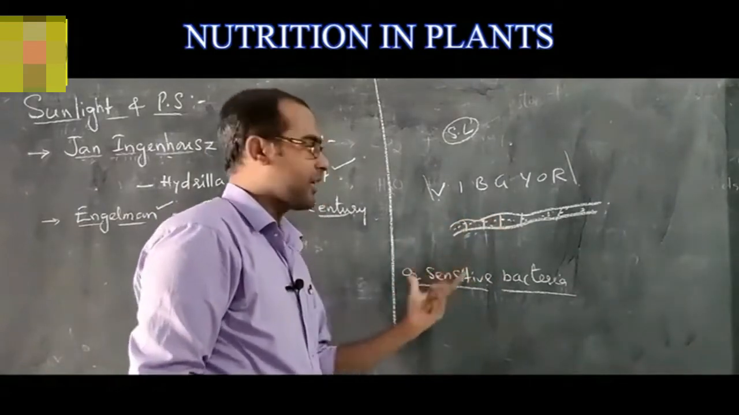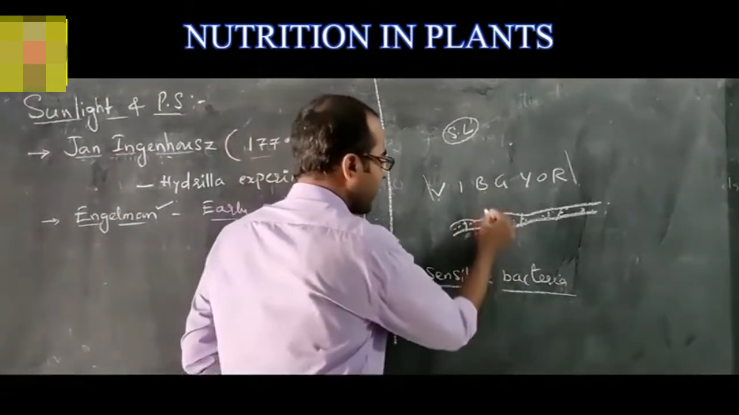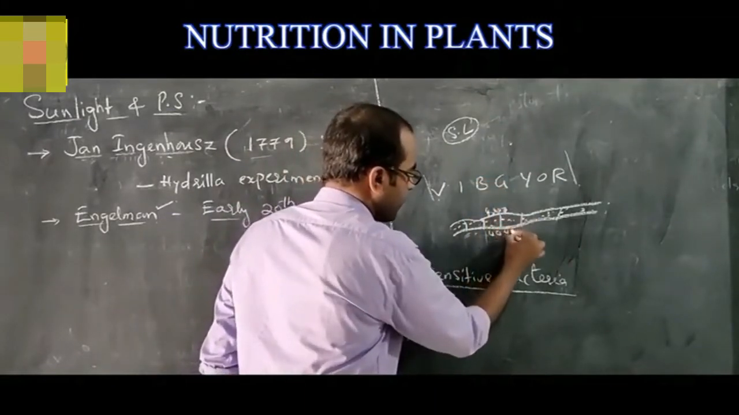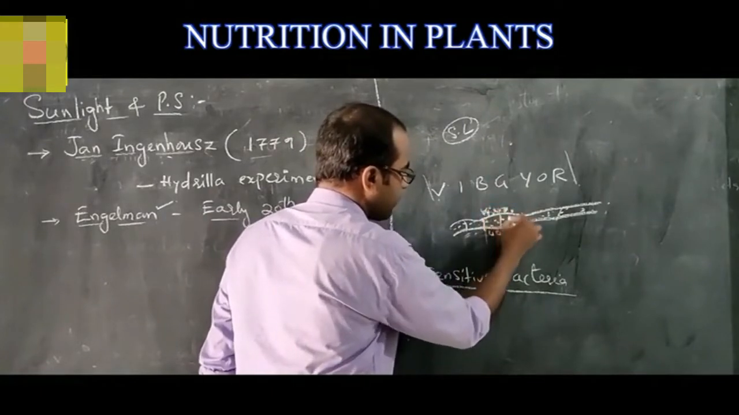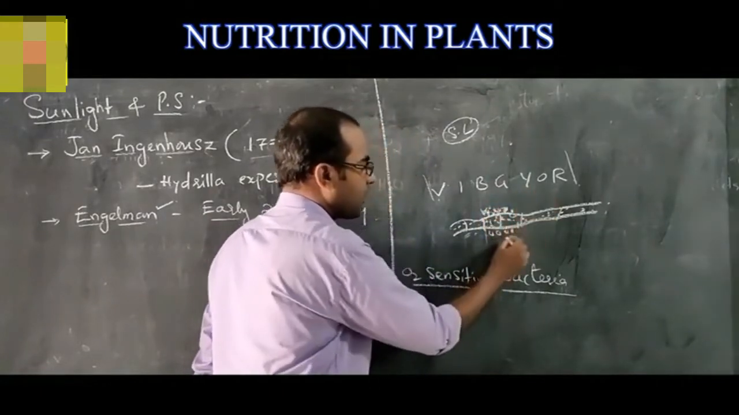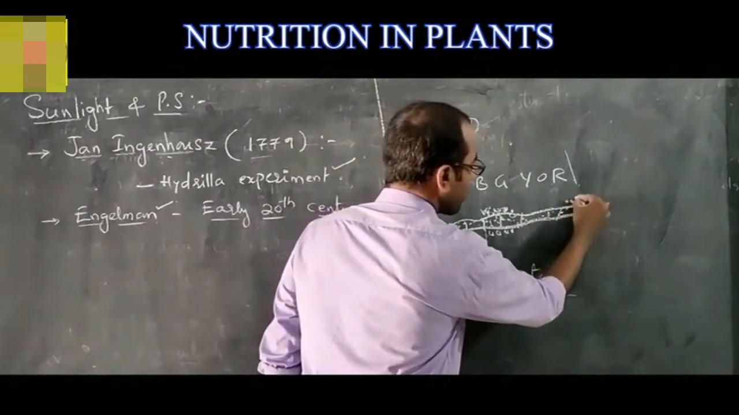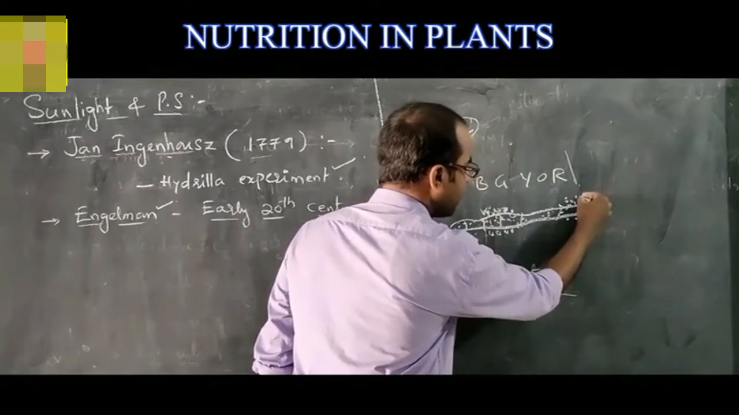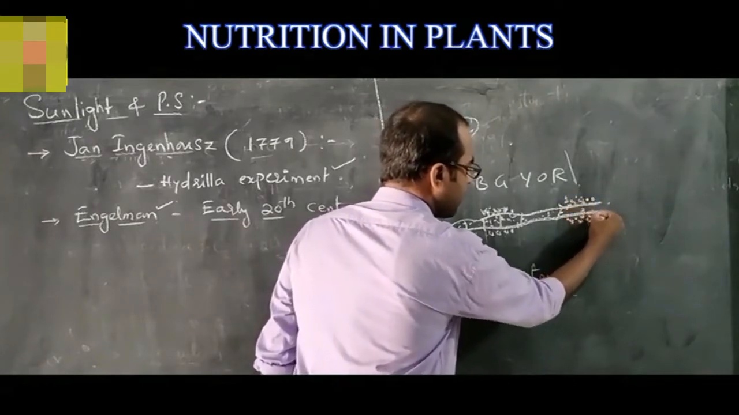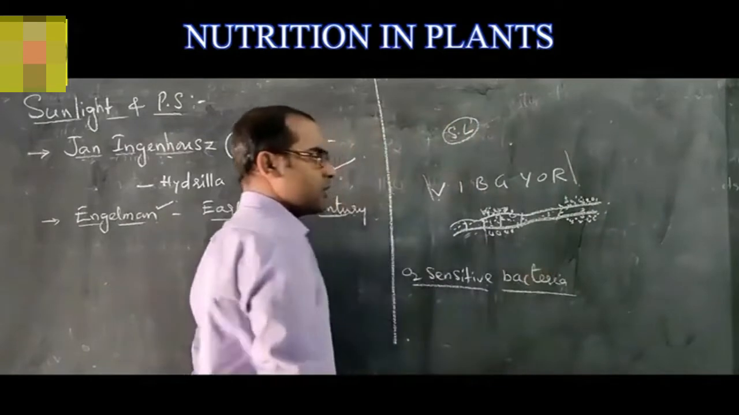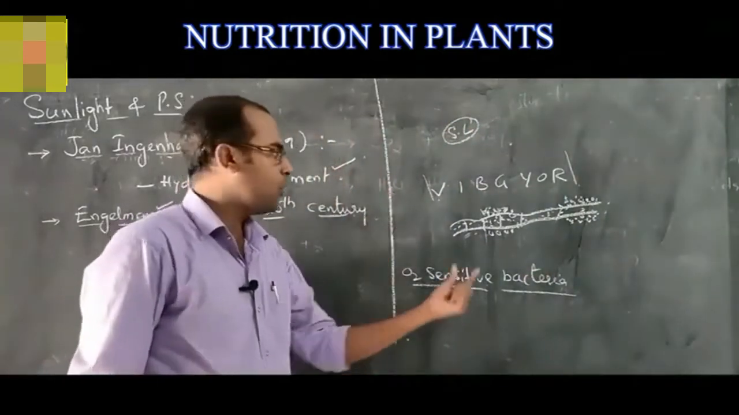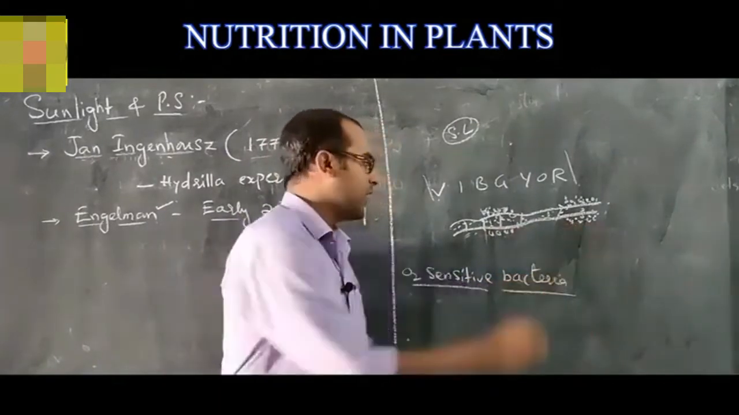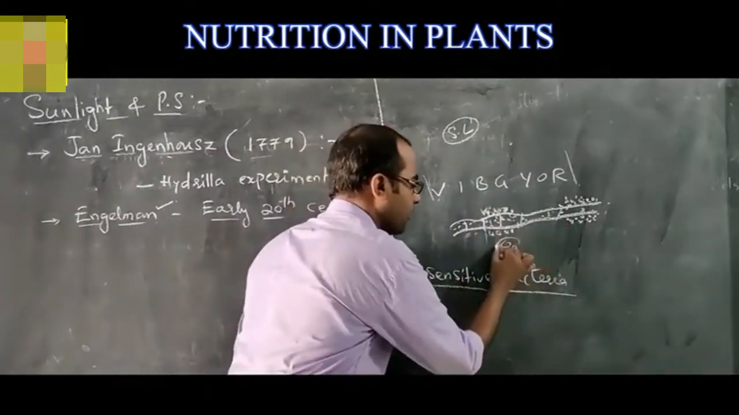So when he exposed oxygen sensitive bacteria to this algal strand, all these bacteria gathered near the blue colored light as well as near the red colored light. That means with this we can confirm that the rate of photosynthesis is more near blue colored light and near red colored light. That is why the production of oxygen is more.